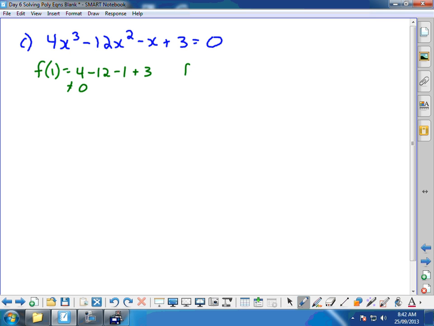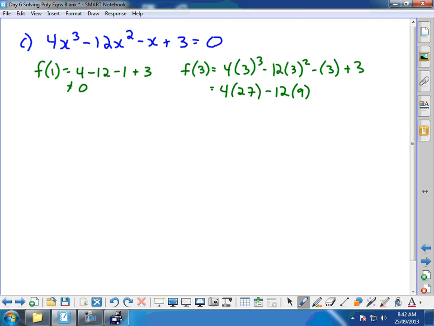I could try negative 1. I could tell you that's not going to work. So I'm going to go to 3. 4 times 3 cubed minus 12 times 3 squared, minus 3 plus 3. So that's 4 times 27 minus 12 times 9 minus 3 plus 3. And after a little bit of math, I figure out that the answer is 0. So it turns out that 3 does work. And so you immediately know one of the factors. What's the factor? X minus 3 is a factor.